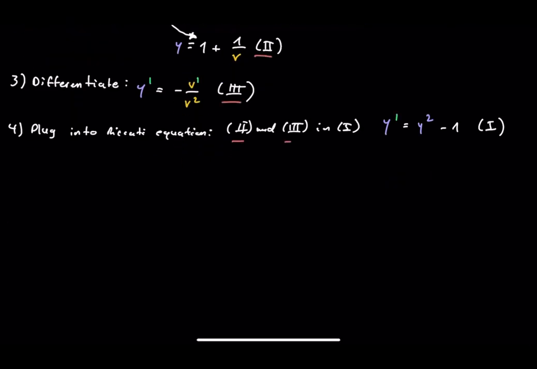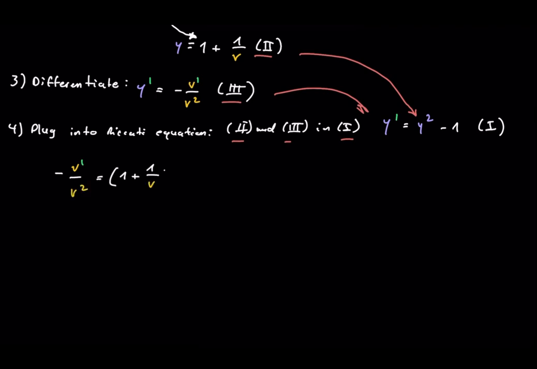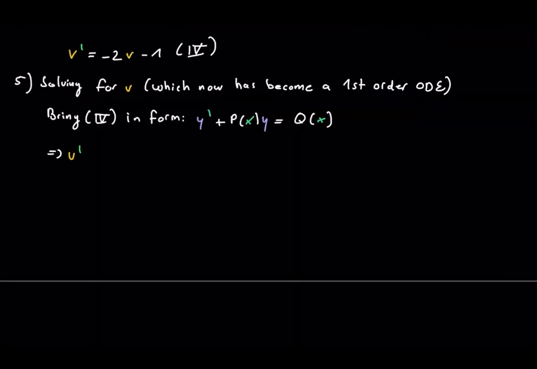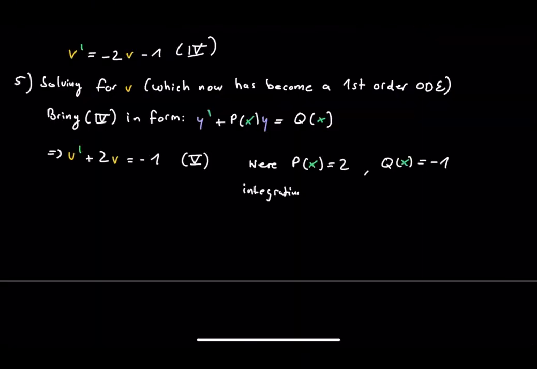Negative v prime over v squared equals the quantity 1 plus 1 over v squared minus 1. Simplify the right-hand side, that becomes 2 over v plus 1 over v squared. Multiply through by v squared to eliminate denominators. Negative v prime equals 2v plus 1. Multiply through by negative 1. v prime plus 2v equals negative 1. Now we have a linear equation in v with p of x equal to 2 and q of x equal to negative 1. The integrating factor is e to the integral of 2 dx, which is e to the 2x.